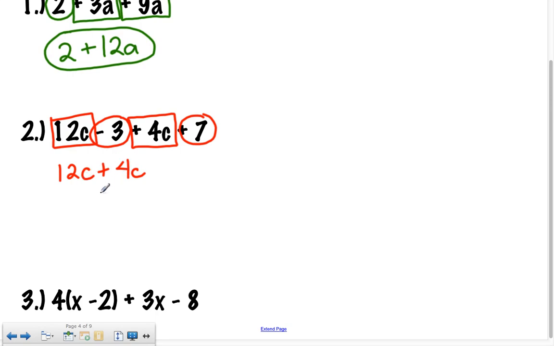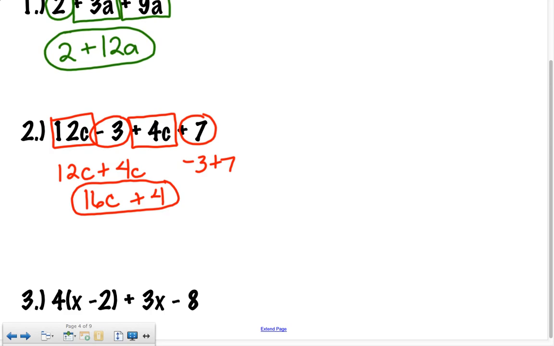And 12 plus 4 is 16. So it's 16C. And then I'm going to pretend like this 4C doesn't exist and rewrite it as negative 3 plus 7. And negative 3 plus 7 is going to give us the positive 4. So because this has a C on it, in order to combine it with the 4, this would have to have a C. And because there's no C, that's as far as you can go. That's in simplest terms. So it would be 16C plus 4.